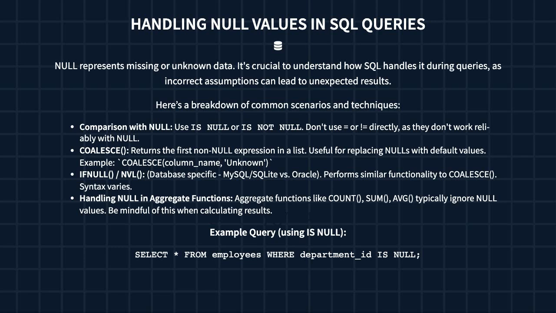There are also some handy functions like COALESCE. Think of this as a pick-the-first-non-null function, and database-specific alternatives like IFNULL or NVL that can help you replace nulls with default values. When it comes to aggregate functions like counting rows or summing numbers, nulls are typically ignored. So, understanding how these different techniques work is key to getting accurate results in your queries.